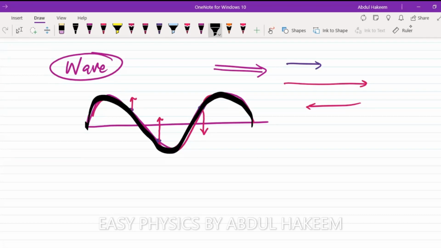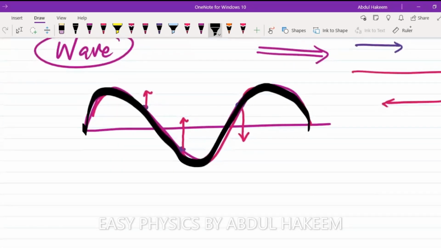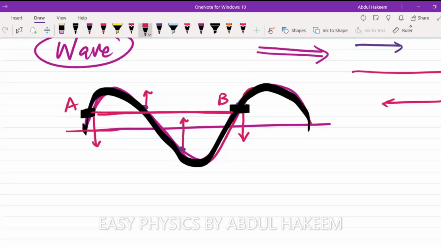Now, the frequency is the number of waves produced per unit time. And the distance between two consecutive in-phase points is called wavelength. Look at this wave. These two points, this one and this one, are in phase because they are at the same displacement from the mean position. They are moving in the same direction. So this gap is the lambda.